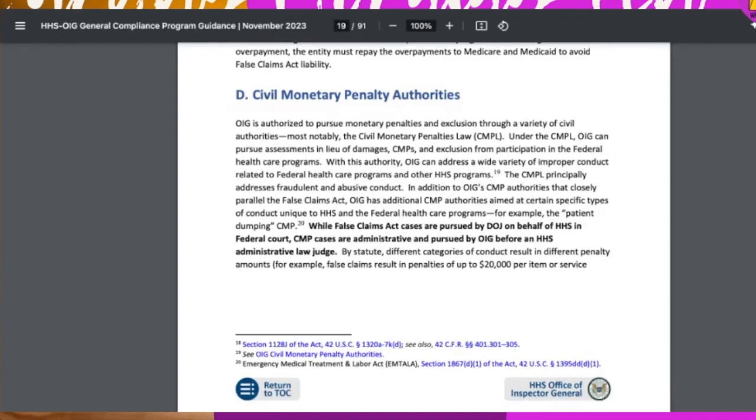So under CMPL, the OIG can pursue assessments in lieu of damages, CMPs, and exclusion from participation in the federal healthcare program. So with this authority, the OIG can address a wide variety of improper conduct related to federal healthcare programs and other HHS programs. The CMPL principally addresses fraudulent and abusive conduct.